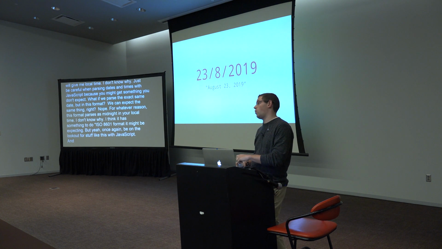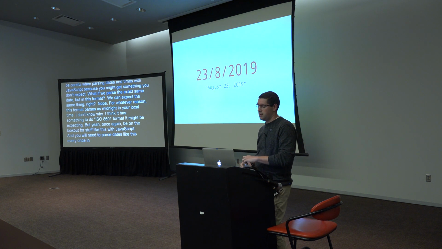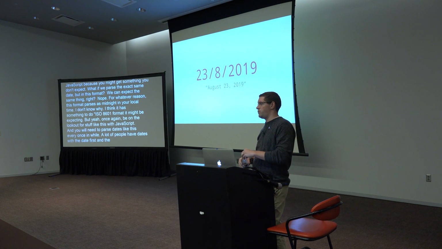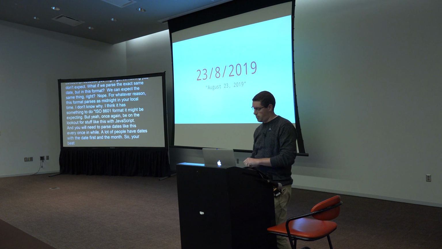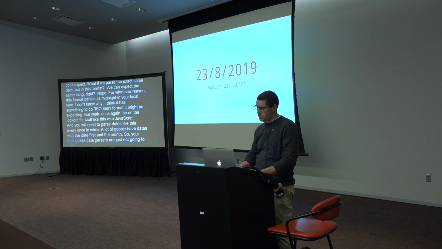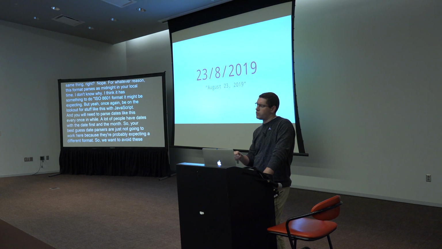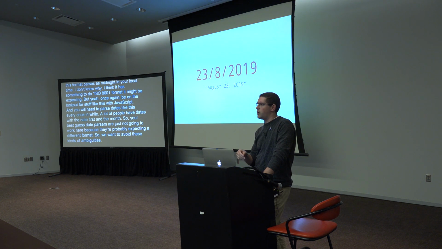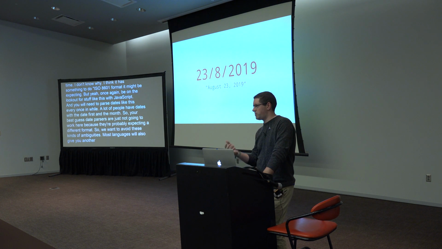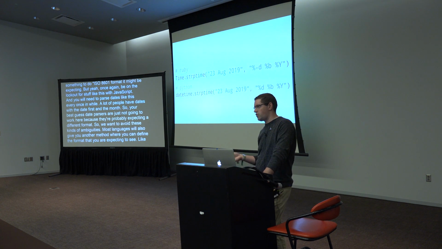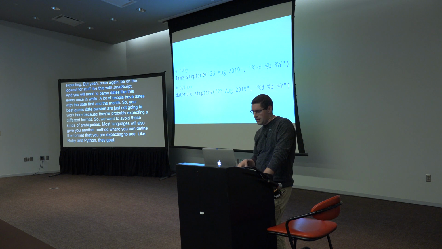A lot of people store and display their dates with the day first and the month second. So your best guess date parsers are just not going to work here because they're probably expecting a different format. So in order to avoid these kinds of ambiguities, most languages will also give you another method where you can define the format that you were expecting to see. Like Ruby and Python, they both have one. Strptime, I think that's how I say it.